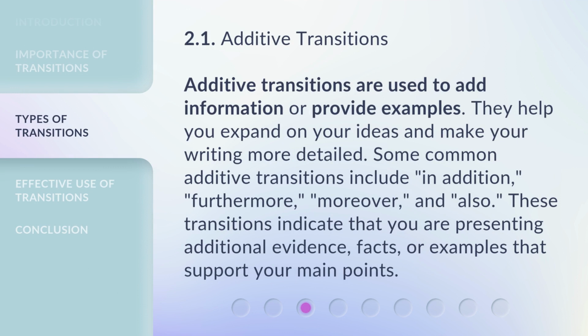2.1. Additive transitions. Additive transitions are used to add information or provide examples. They help you expand on your ideas and make your writing more detailed. Some common additive transitions include in addition, furthermore, moreover, and also. These transitions indicate that you are presenting additional evidence, facts, or examples that support your main points.